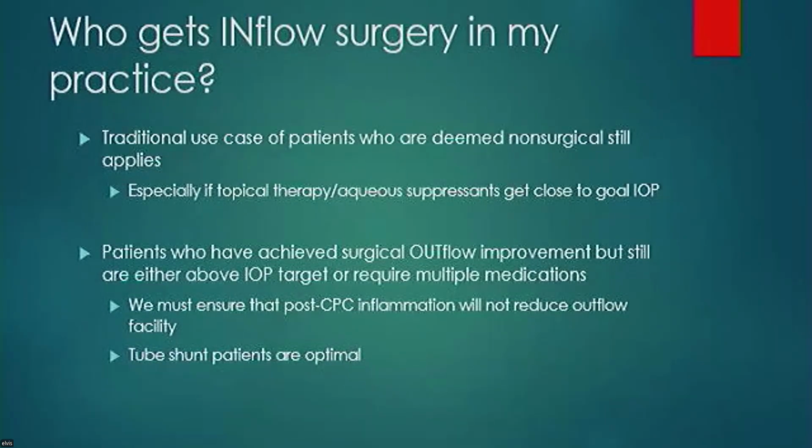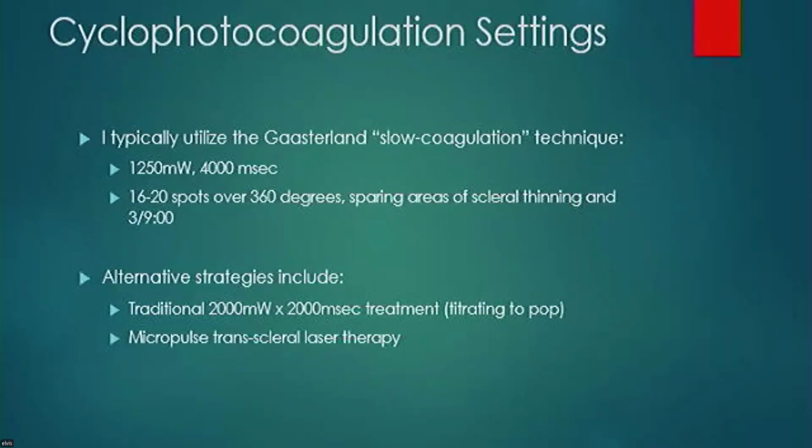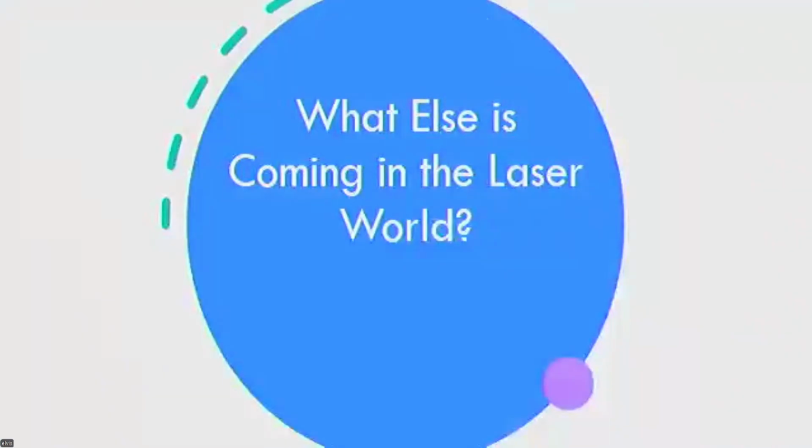All right, I'm going to talk really quickly for the last few minutes. You can take a snap of this if you want. I typically use a low, slow setting of 1250 to 1400 milliwatts over 4 seconds. I find that to be less inflammatory and similarly efficacious to the conventional 2000 by 2000, waiting for a pop, then turning it down. We don't need to do that anymore. I think the low, slow works really well.